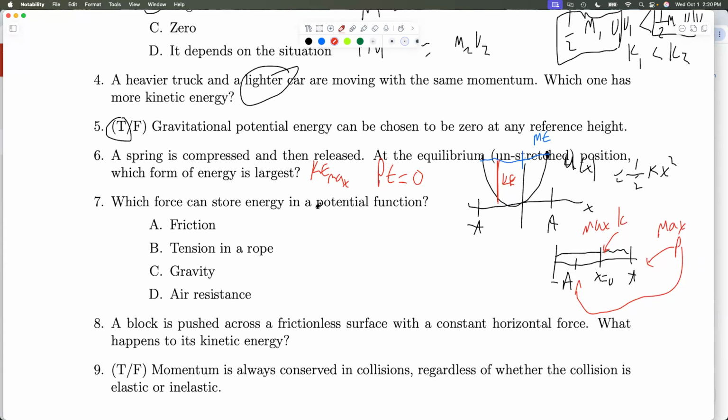Forces that can store energy in a potential function are conservative forces, and gravity is always a conservative force. These two are never conservative. As we talked, in some weird cases, tension can be conservative, but it's not always.